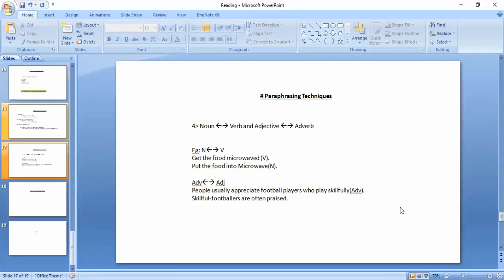Again, adjective to adverb we can use for paraphrasing. For example, people usually appreciate football players who play skillfully. That skillfully is an adverb, and you can convert it into another grammatical sentence like, skillful footballers are often praised. You see how the adverb skillfully has been converted to the adjective skillful. Right?